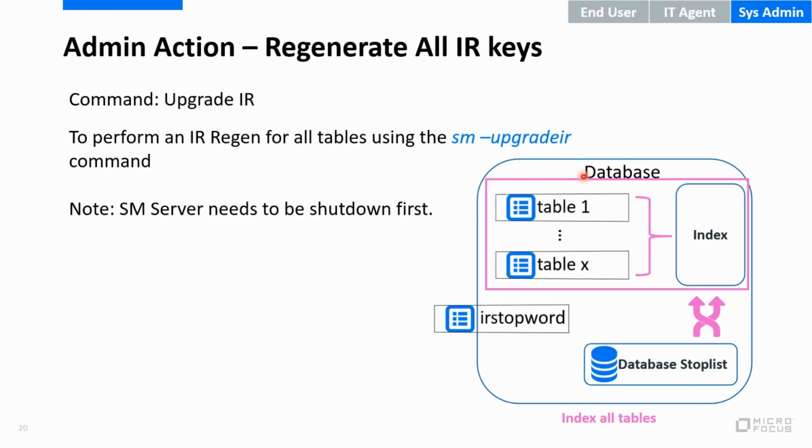If you want to apply the IR keys to all tables, you need to perform an IR regen command using the SM upgrade IR. And to run this command, you will need to shut down the SM server first.